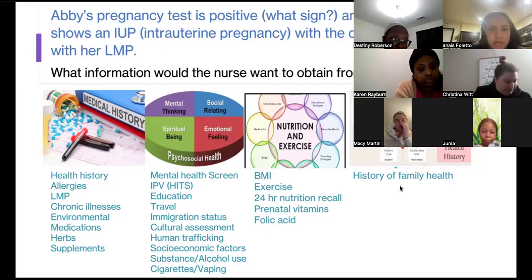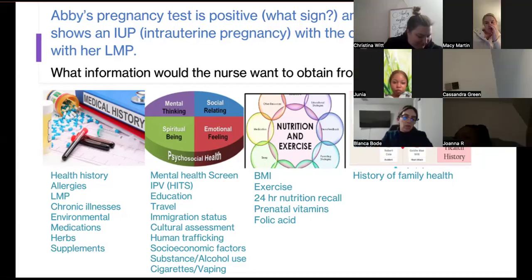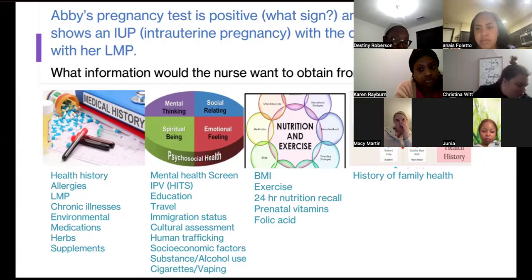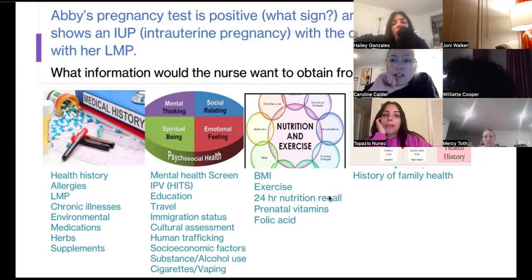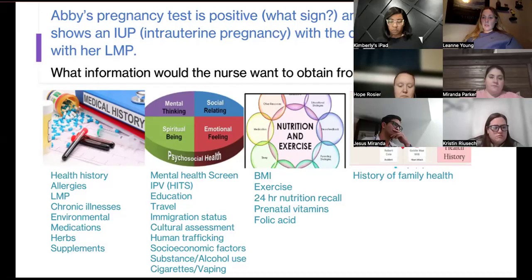Cultural assessment, we need to know that because we want to be well-rounded nurses that are providing the best care for our patients. So taking into consideration her culture, things that are important to her and things that she wants in this pregnancy versus things she may not. Like we mentioned before, the human trafficking and abuse assessment. Socioeconomic factors we discussed. You guys said substance and alcohol use, which is definitely part of our screening process. This also will include cigarettes and vaping. So I know too for an adolescent population, vaping has been a really popular thing. So screening her for that and talking to her about potentially quitting or minimizing the amount that she vapes during her pregnancy.